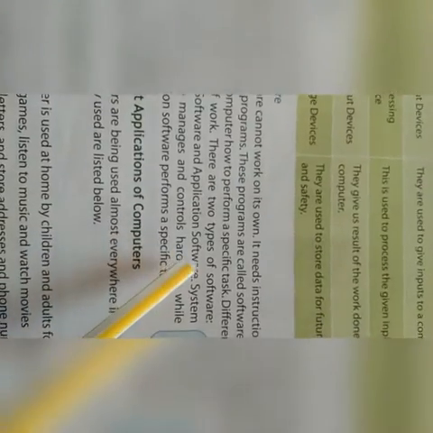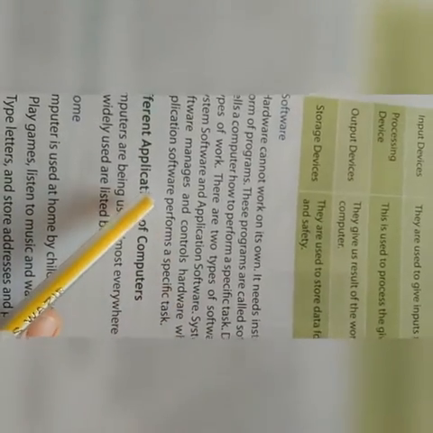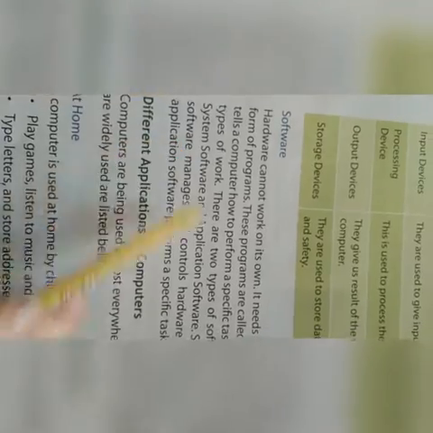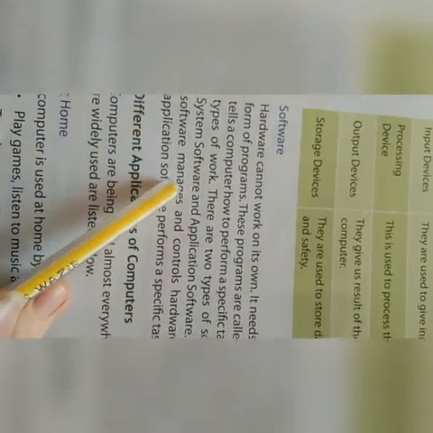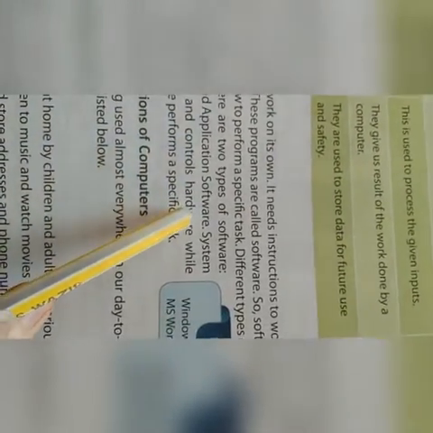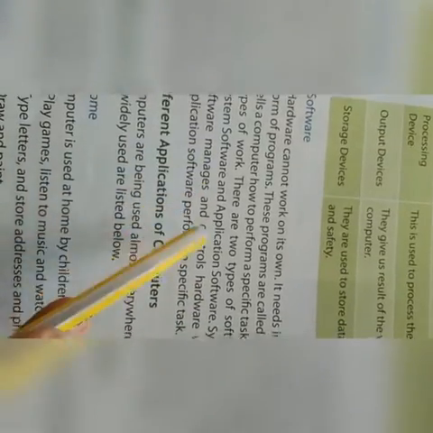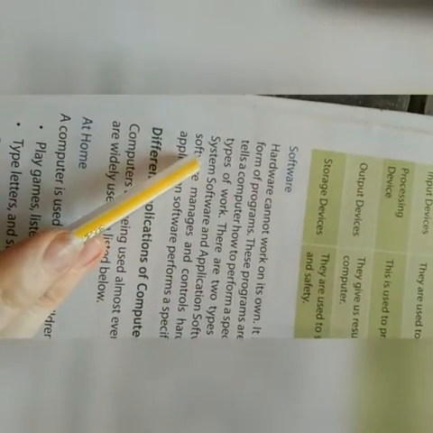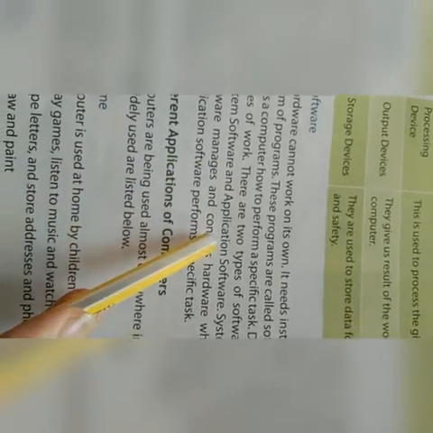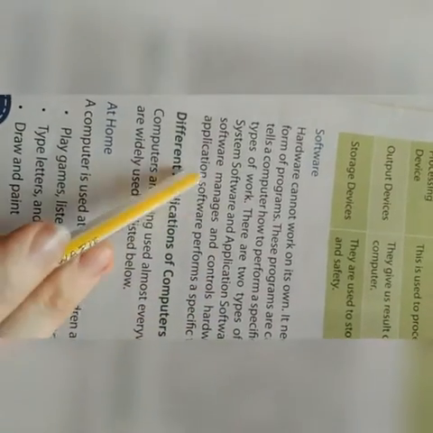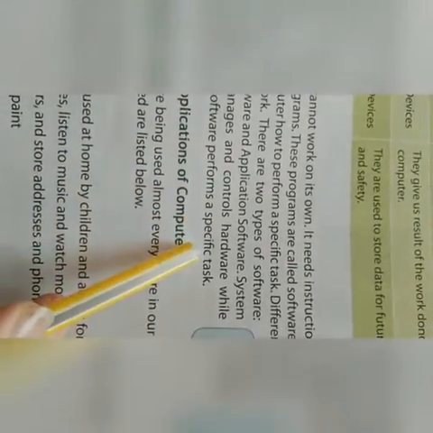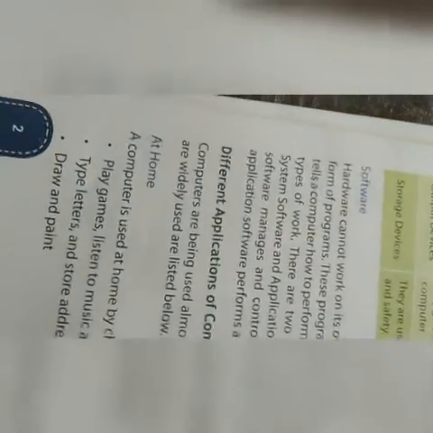Different types of software are used for different types of work, and they are divided into two parts, as you can see given here: system software and application software. So there is hardware and software, and in software two parts, system software and application software. With the help of system software the computer works. System software manages and controls hardware, while application software performs a specific task. So here it is clear.